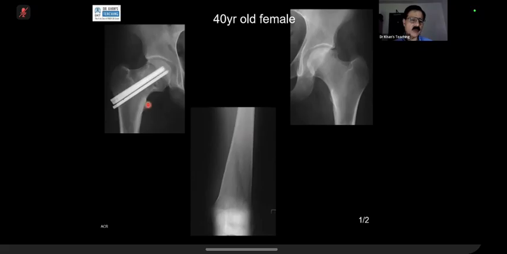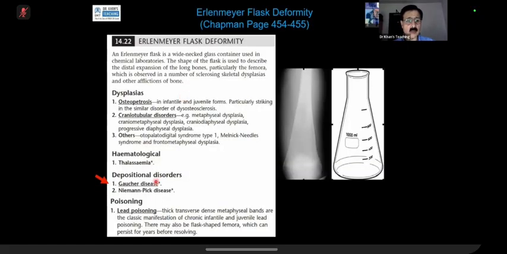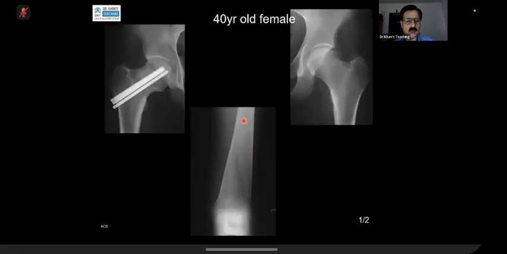The same femur has got this, and this is quite a historic film. These days they don't do it, but this is a case of Gaucher's disease. So nobody is going to diagnose a Gaucher's on this film, but I just wanted to show you because this is a depositional disorder, and this can also cause this shape of the femur.